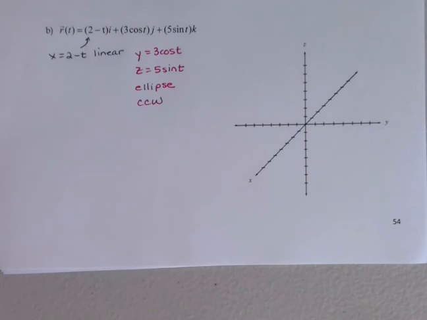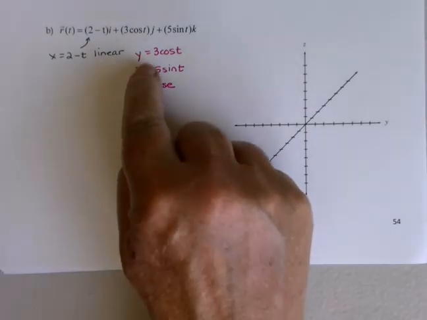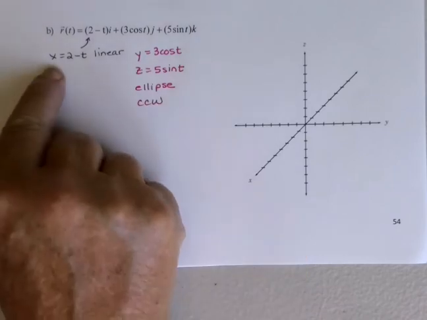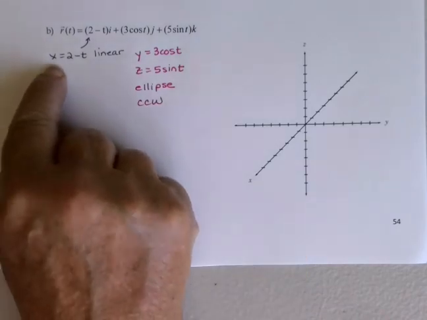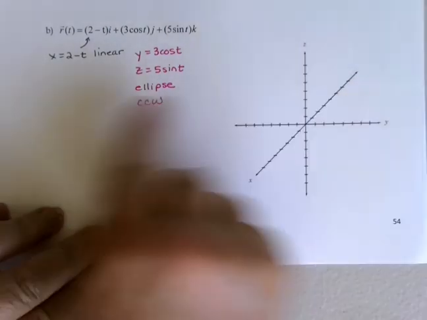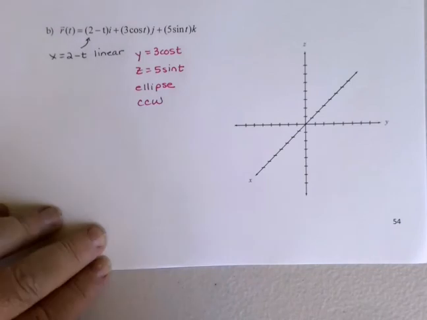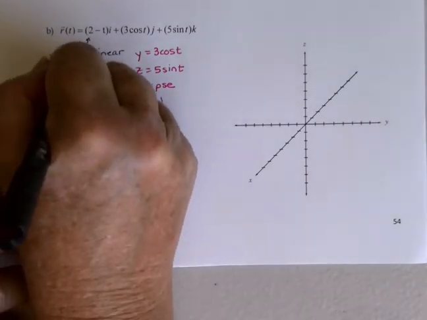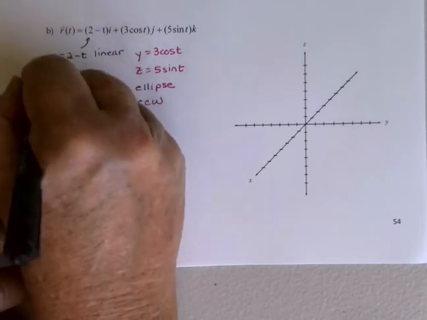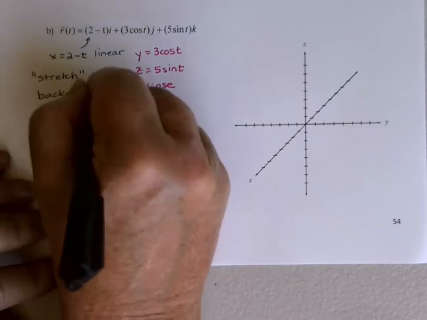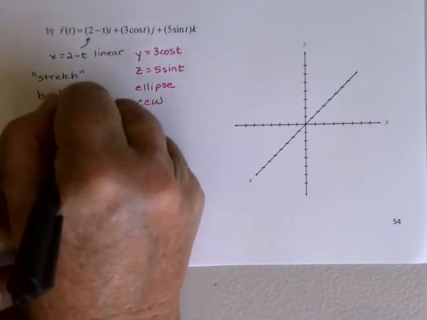All right. So we've got an ellipse if it were in the yz plane, but it's going to get stretched in the x direction. X-axis is forward and backward, right? Because the slope is negative, we're going to stretch this backward, or in the negative x direction.